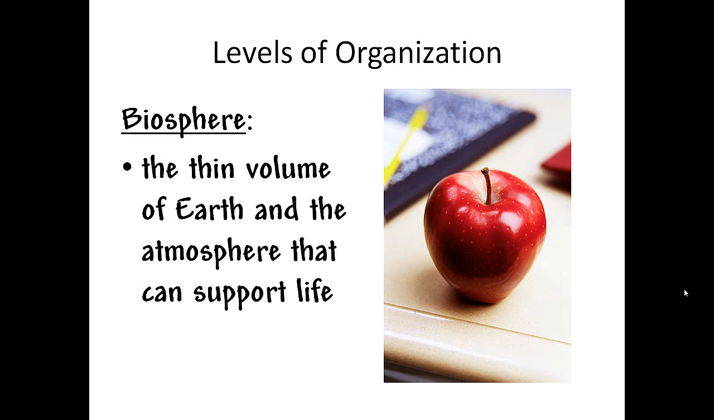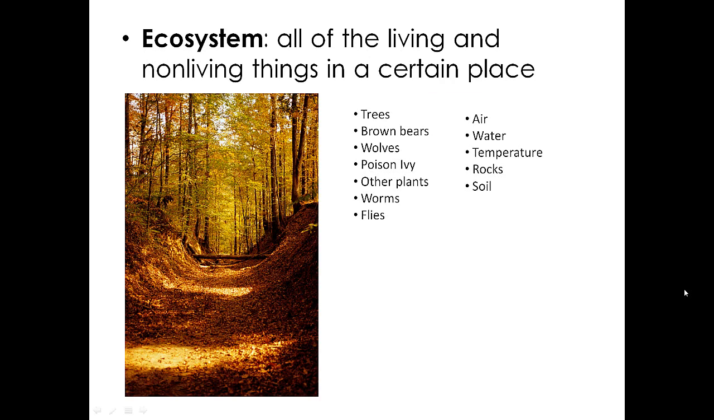Getting smaller, the biosphere is broken into ecosystems. An ecosystem consists of all the living and the non-living things in a certain place. So in this picture you have the trees, the bears, wolves, poison ivy, other plants. You have the things that you can't really see because they're so small, worms, flies, and then you have non-living stuff, air, water, temperature, rocks, soil. There's so much more, but I just picked a small amount to get my point across.